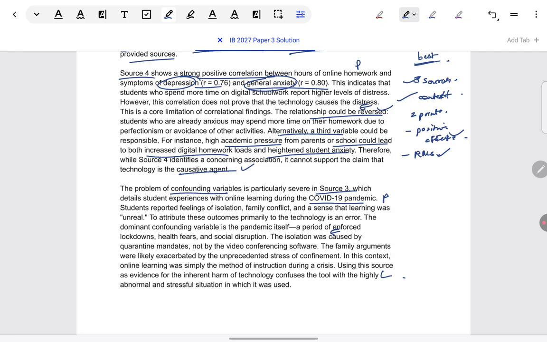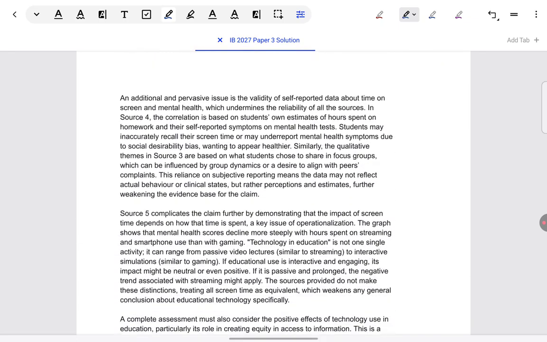In the COVID pandemic, if we are seeing that people are spending too much time online and that is why they are facing mental health issues, the pandemic itself is the biggest confounding variable. Because of the pandemic, they might be feeling stressed, anxious, and all those things. So, how can we neglect such a big thing and say it is only because of technology? So, that is the argument here.